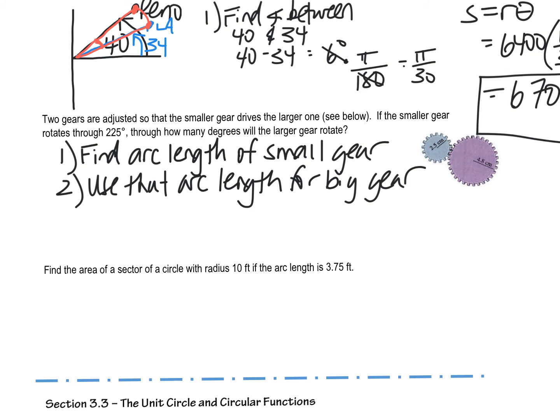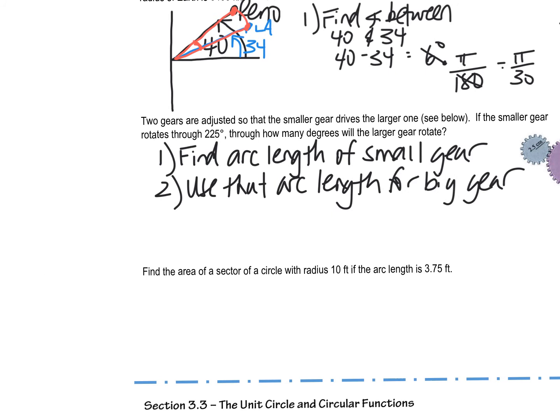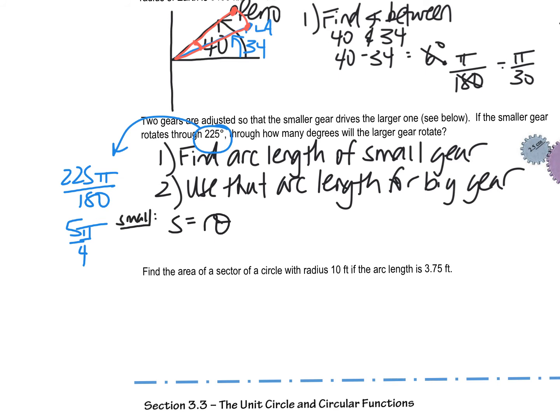Another thing you need to keep in mind before I go too far into this problem, we do need to turn this into radians. So 225 degrees times pi over 180. 225 over 180, I would start just by dividing by 5, but it ends up being 5 pi over 4. So that's what I'm going to have to use in my S equals r theta formula, and this is for the small gear first. So I'm going to start there. I need to first find the arc length. The radius is 2.5. Oh, that's given on the picture. Right here, 2.5 is the radius for the small one.